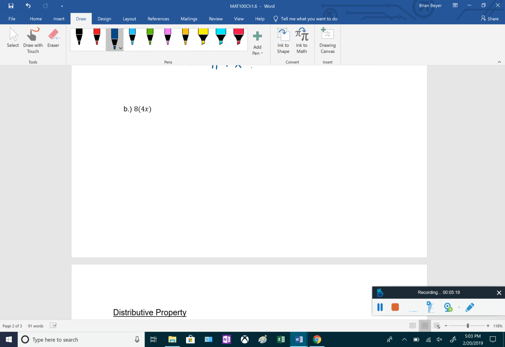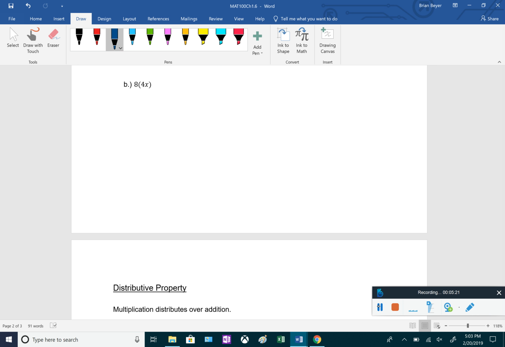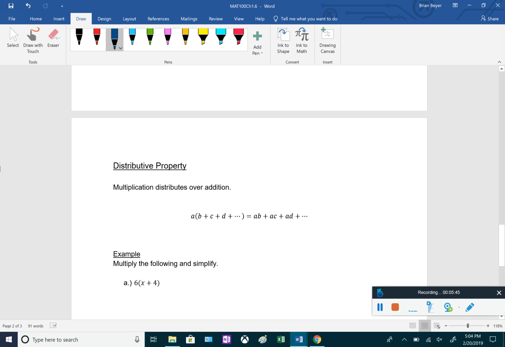Next one, we have 8 times (4x). The 4x is in parentheses, implying that that should be done first. Thanks to the associative property of multiplication, that's the same as (8 times 4) and then times x. So 8 times 4 is 32, so this equals 32x, so 32 times x. Okay, so those ones, probably not that bad.